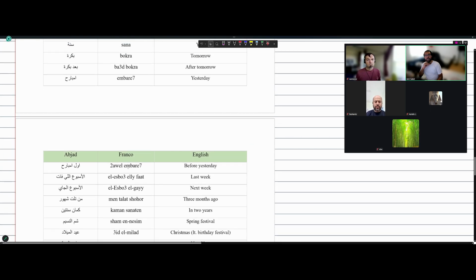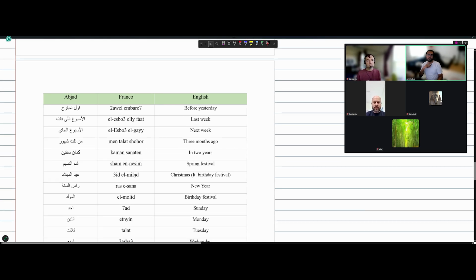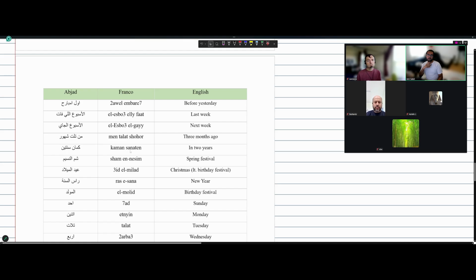Last week would be الأسبوع اللي فات. So the week that has passed. الأسبوع الجاي, the week that's going to come. Yeah, that's the example. Like من 3 شهور would be 3 months ago. In 2 years would be كمان سنتين. So كمان would be like still in 2 years.